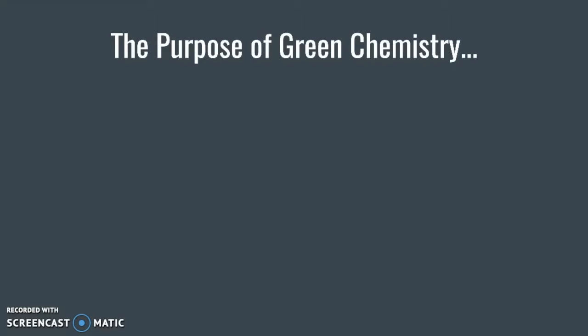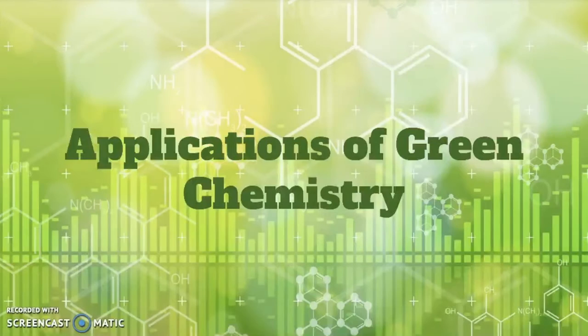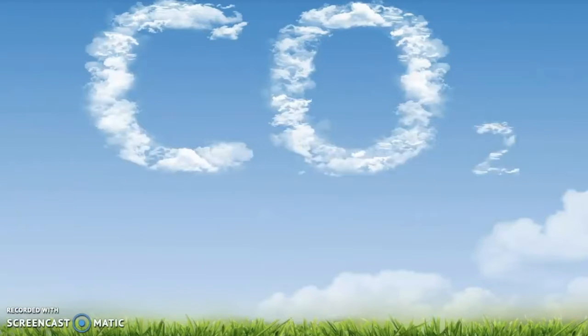Green chemistry is an area of chemistry and chemical engineering in which the purpose is to find alternative chemical methods and processes to the ones currently used to avoid the production of harmful substances. Now let's talk about some applications of green chemistry, some real-life examples of green chemistry being used today. The first of these is carbon dioxide capturing.